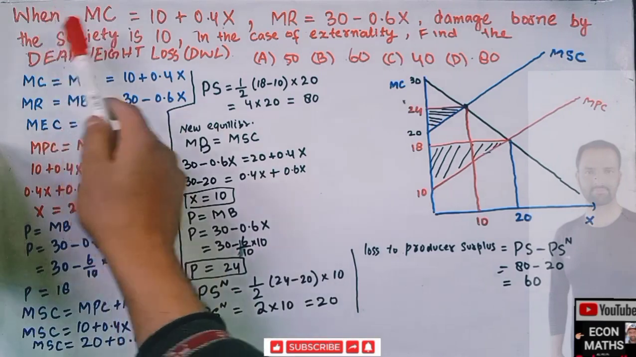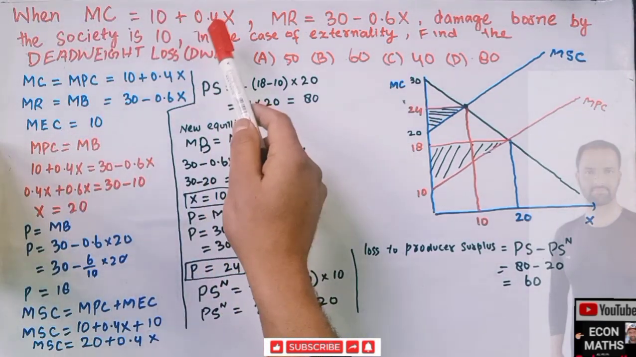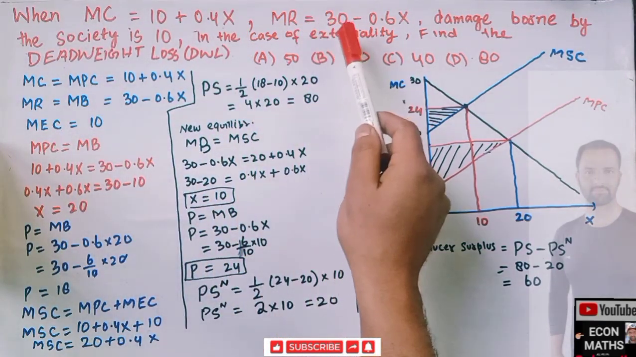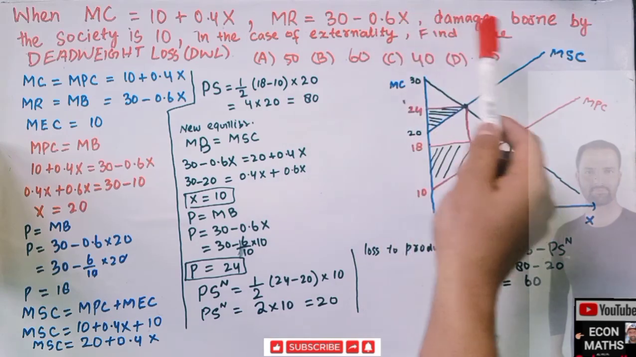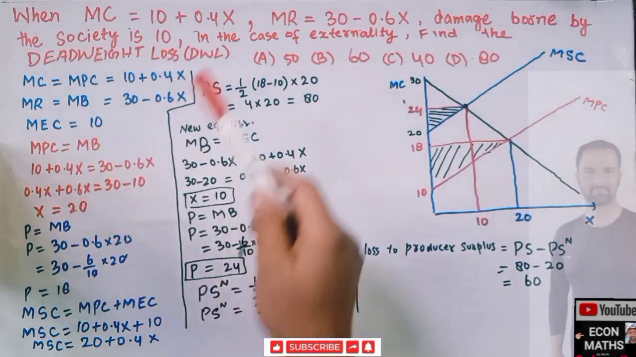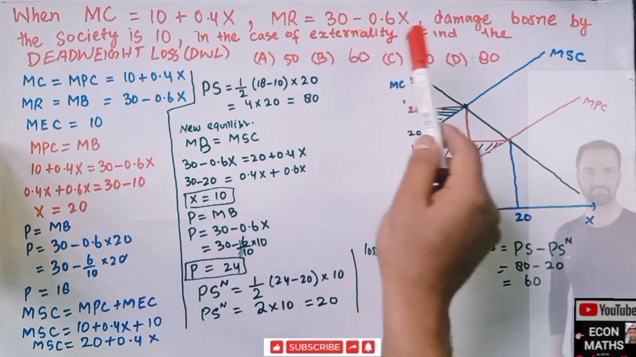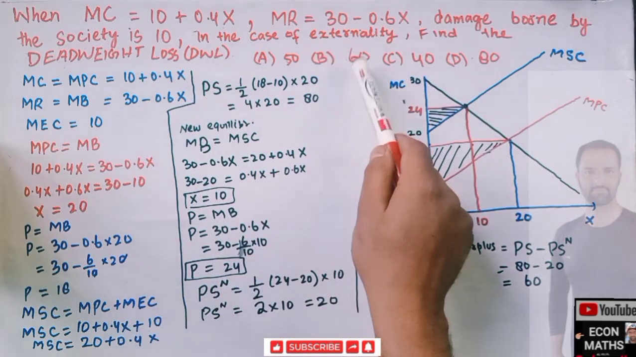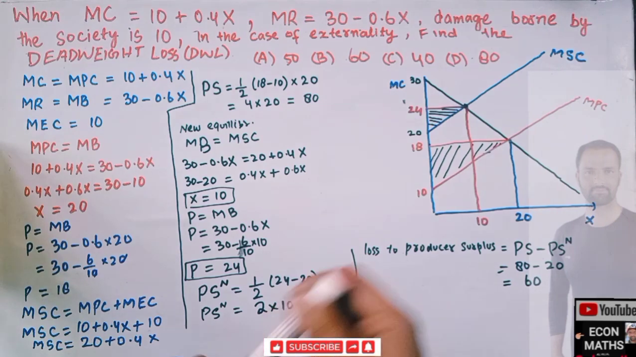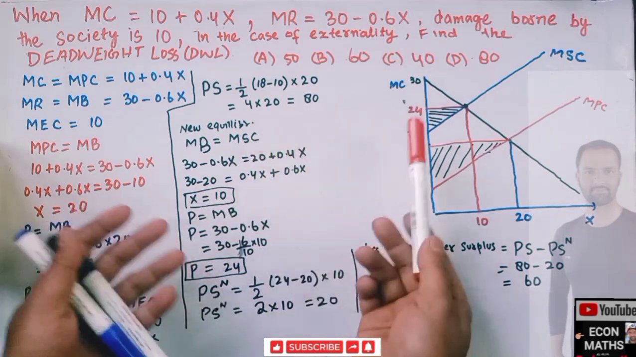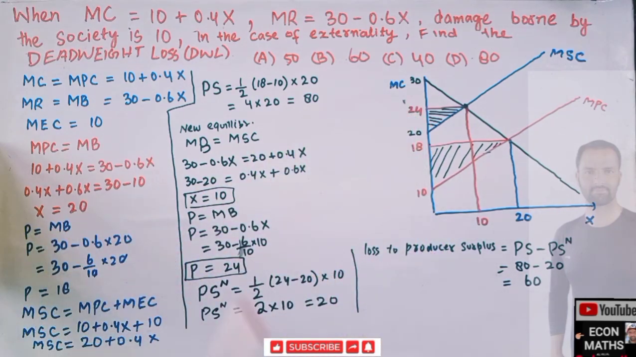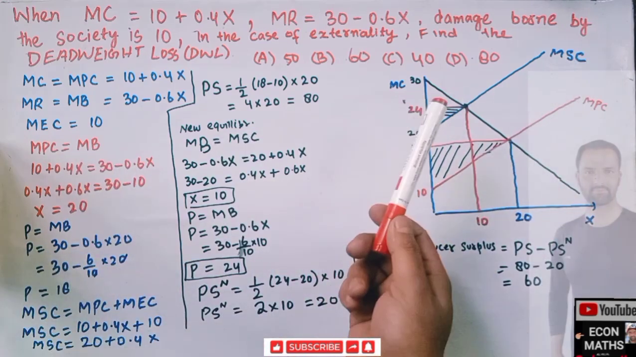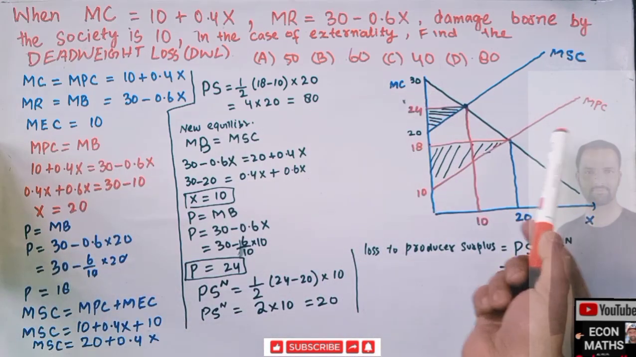The question is like this: when marginal cost is given as 10 plus 0.4x, marginal revenue is 30 minus 0.6x, and damage borne by the society is 10, in the case of externality, find the deadweight loss. So we have to find the deadweight loss. The options are 50, 60, 40 or 80. I have explained this very stuff in the earlier video. Now let us recapitulate how we came out with this graph.